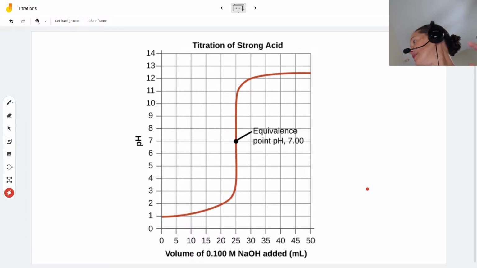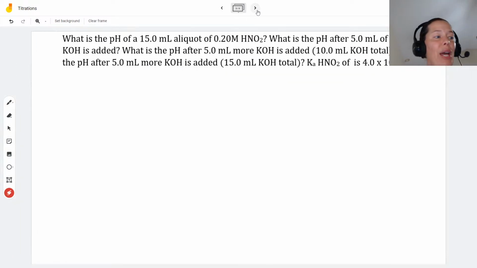And now, let's see, yes, we've got time, good. I want to do a titration problem where we have a weak acid and a strong base, because you see it's similar, but it's not quite the same. Okay, so here is our problem.